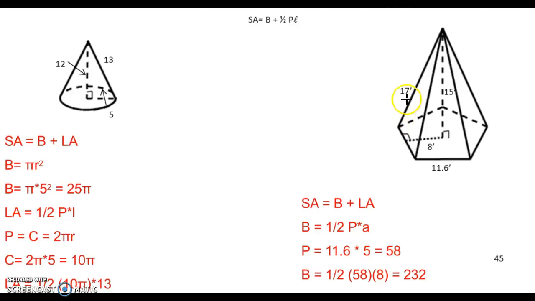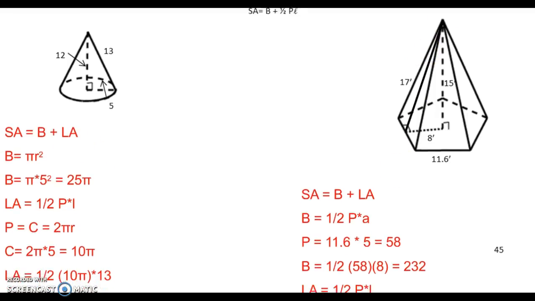This 17 shouldn't be labeling this edge. It should be labeling this right here, the slant height that goes from the point to the midpoint of the opposite side. That's what the 17 is supposed to be labeling.